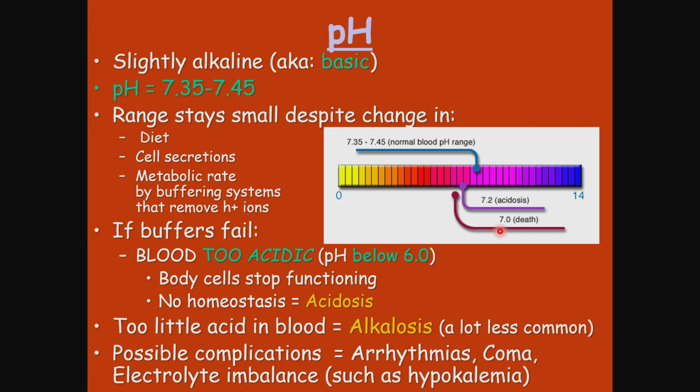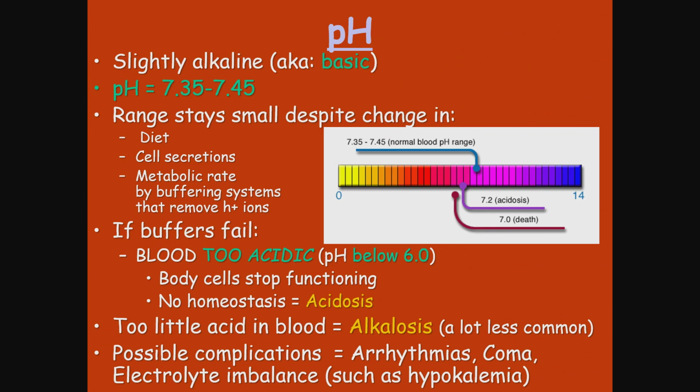In this chart right here, acidosis can begin by 7.2. If it gets below 7, you're in a lot of danger. And by 6.8, guys, that's a very small range, you could die. Too little acid in the blood is called alkalosis. This isn't very common, but it could happen, especially if you're sick.